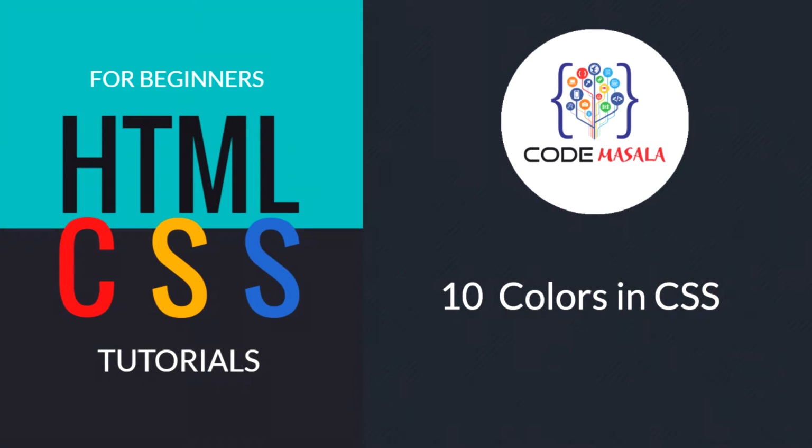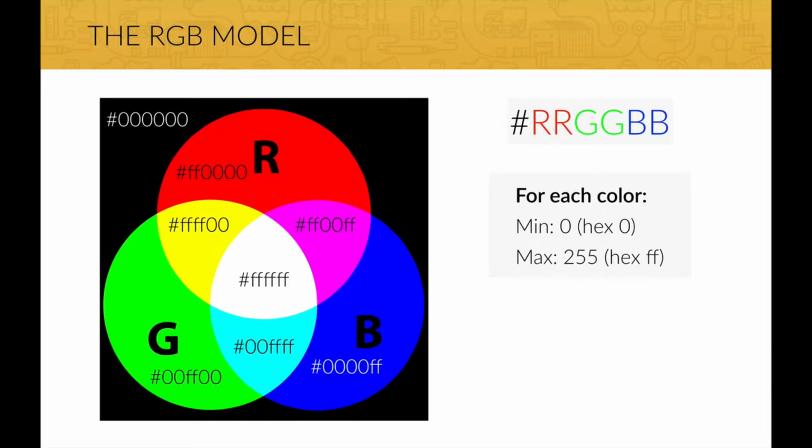Let's talk about colors in CSS. In CSS, colors are displayed combining red, green, and blue light. This is the RGB model. In the RGB model, each color is defined by a combination of red, green, and blue using a hexadecimal notation.